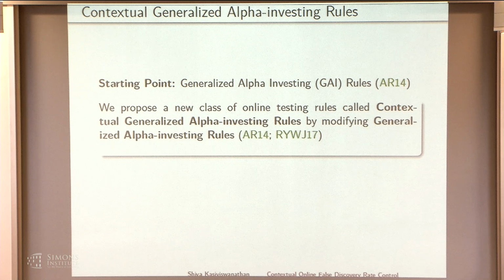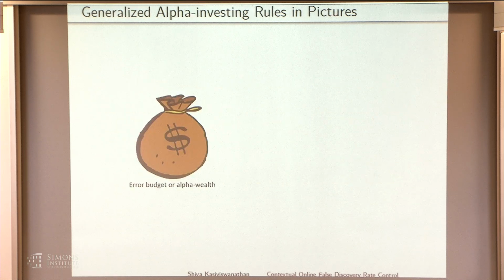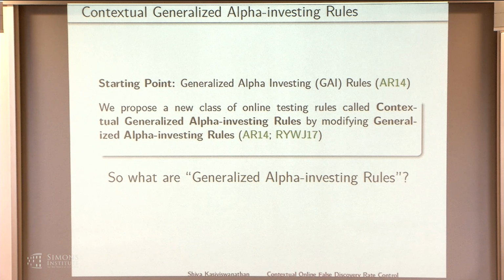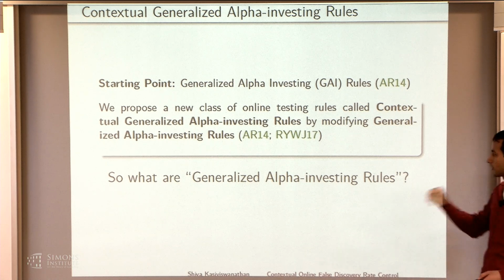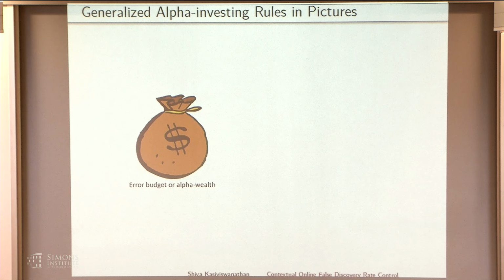And we introduced a new class of testing rules or procedure called contextual generalized alpha investing rule. So I'm going to just briefly explain what these rules are, and then say what our extension would be. If you look at this, there is a notion of alpha investing. It has to do with investing and some money and so on. So I think that's the idea of these generalized alpha investing rules. So what does this do?